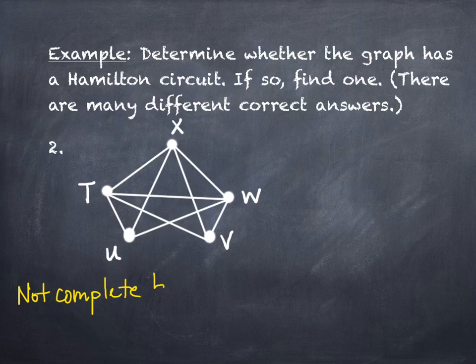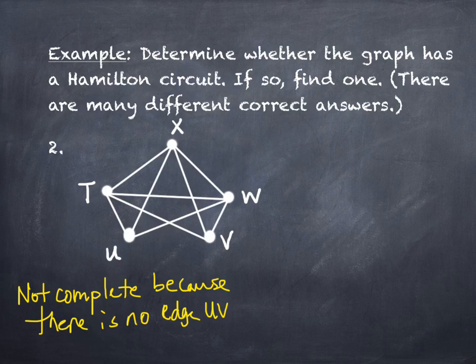Because there is no edge UV, or you can say it how you guys do, with the idea of an edge not connecting U to V, is fine too. Now, if we take a look though, that doesn't mean there's not a circuit. It just means that it wasn't complete, so we aren't for sure assured that there's a circuit. So we'd like to try and see if we can find one.